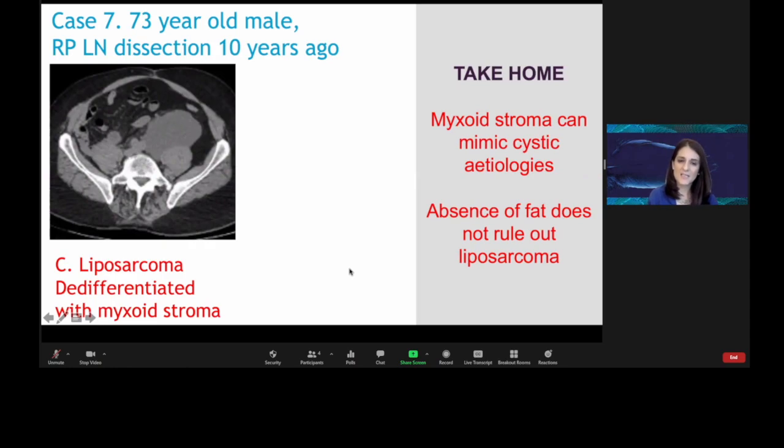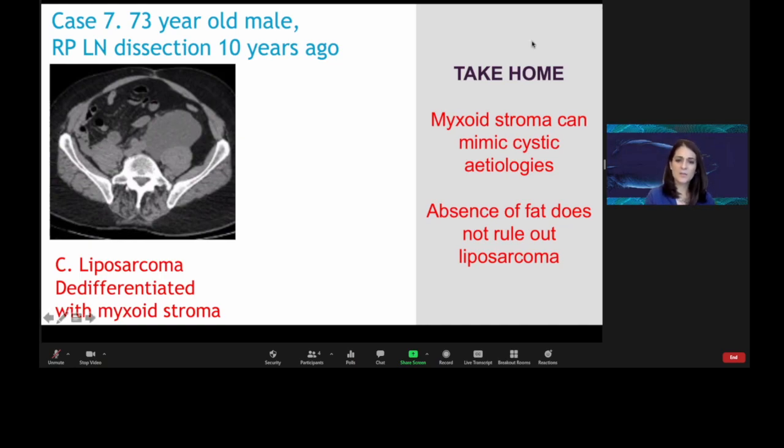The reason it was so low attenuation is that it had a dominant myxoid stroma. So one of the messages to take home here is that myxoid tissue can mimic cystic etiologies. And there's no macroscopic fat because this liposarcoma has completely de-differentiated. I think this is a really tricky case, but always think about myxoid tissue.